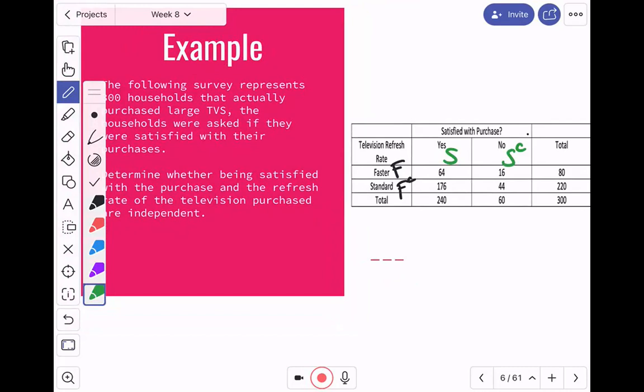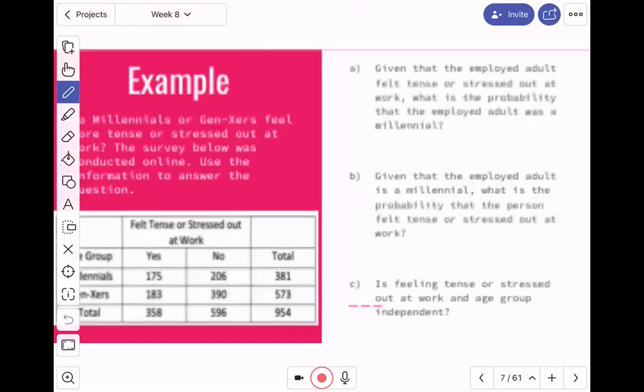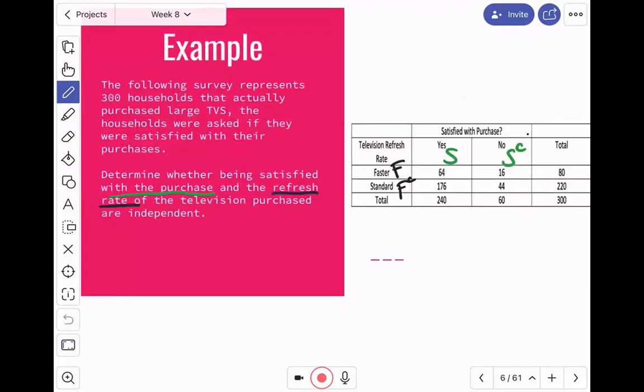Good. So I want to determine whether being satisfied with the purchase and the refresh rate are independent of each other. The way this works is like this. We need to show this. Remember, the definition says that we need to create what we call a conditional first. So here are the steps, by the way. Here's what your steps are. First step, you're going to find a conditional.